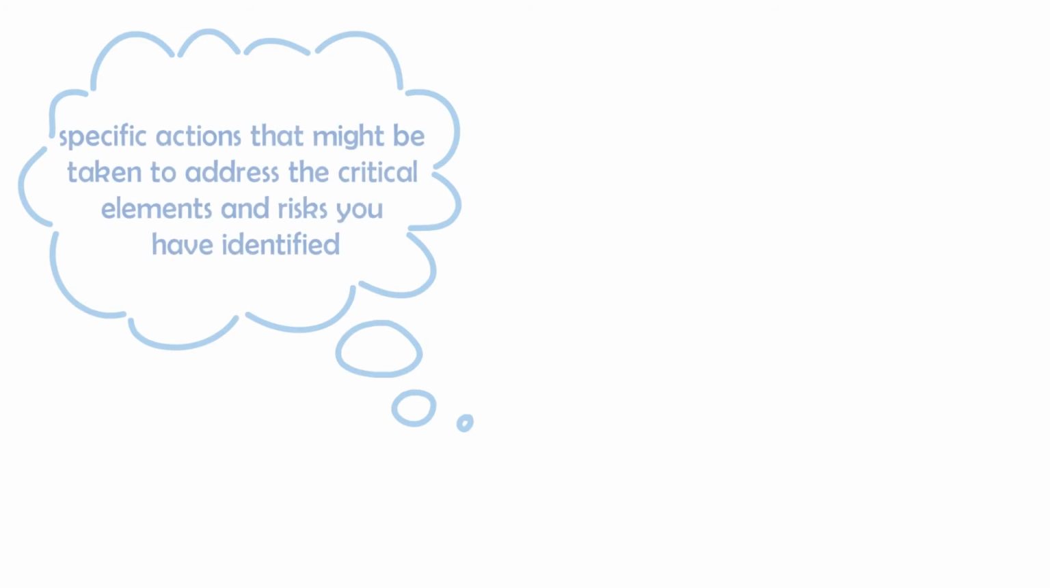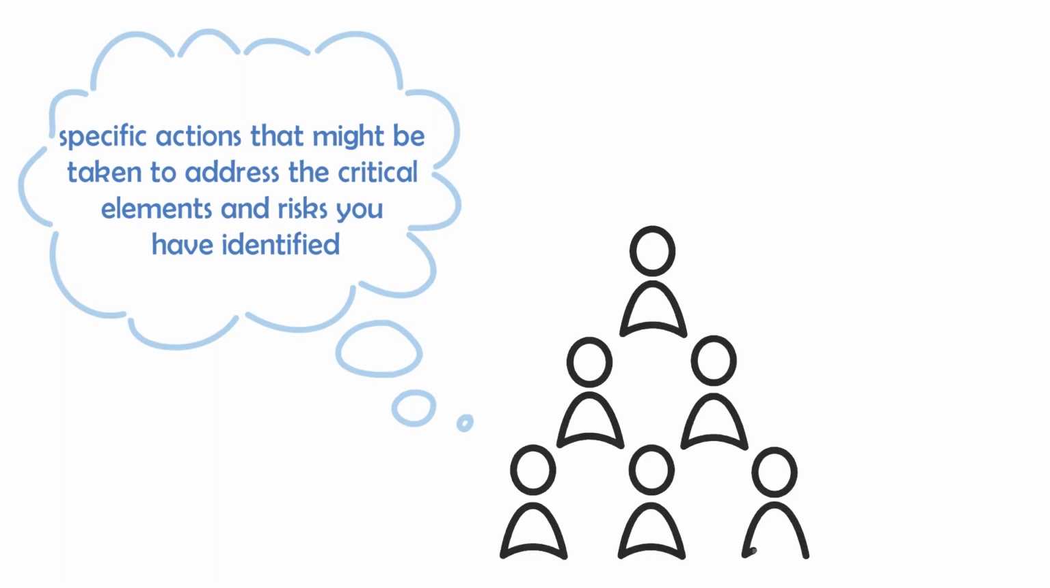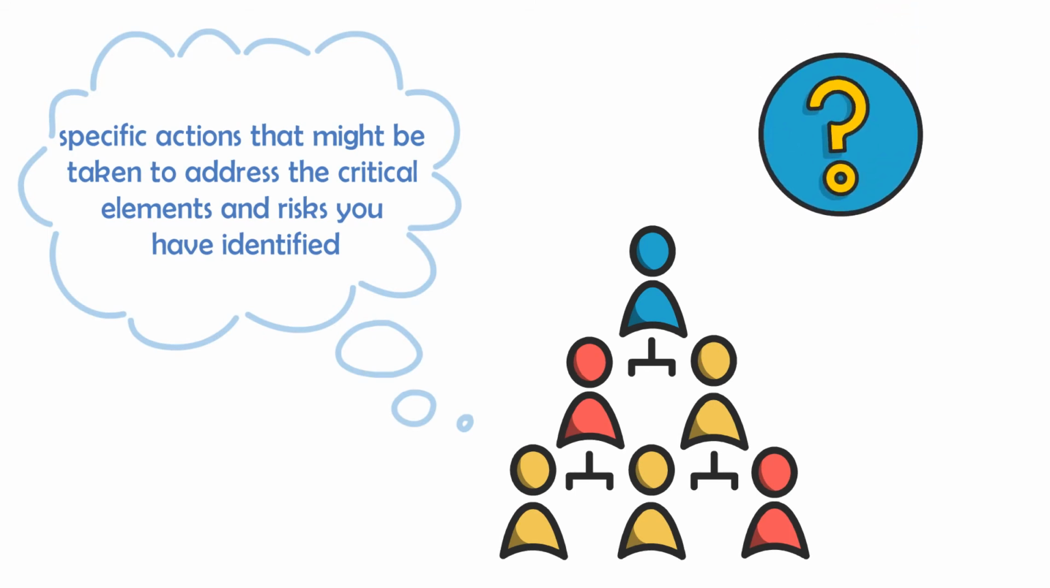The next step is to consider the specific actions that might be taken to address the critical elements and risks you have identified. This will require more consideration and detail, and at times may need to be considered not just at a team level, but possibly at a service or directorate level. Again, a series of questions and prompts are there to help guide you through the process.